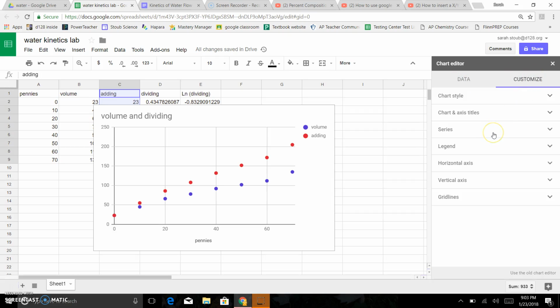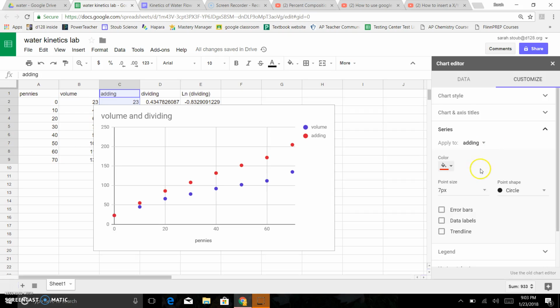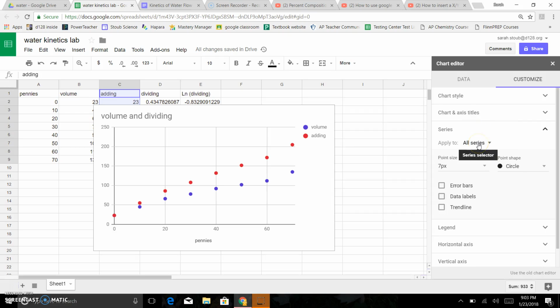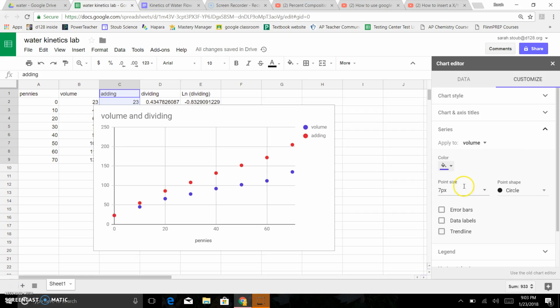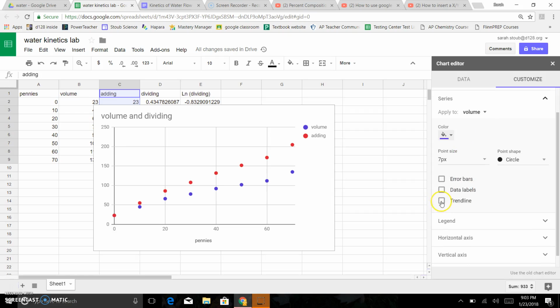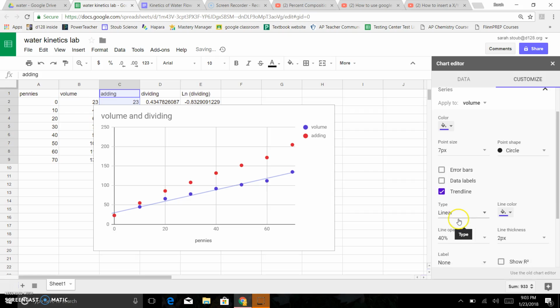In my customizing spot, the first thing I might want to do is to create a trend line. So here's my series. This is going to apply to all series, which is probably where it'll look like for you when you first open it, or you can do each individual part. So I'm going to do just the volume. In the volume, I'm going to add a trend line. You can see it added it.